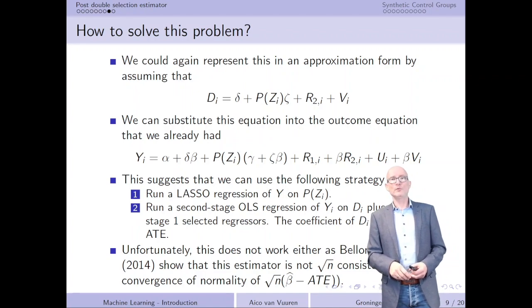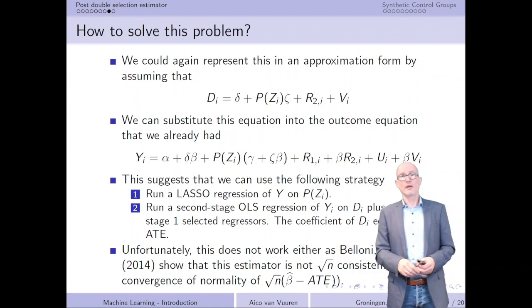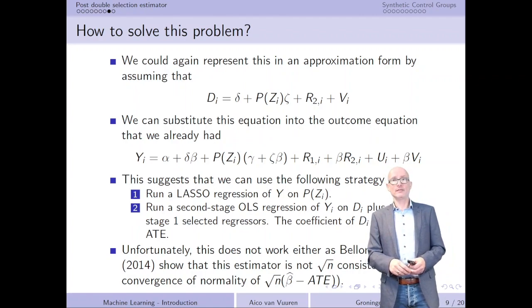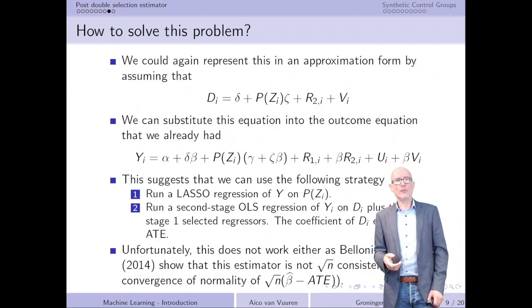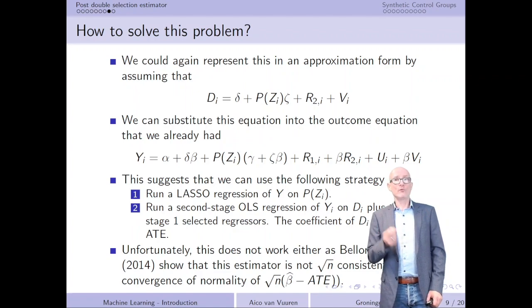And it's simple because we see that we have a constant which is now equal to alpha plus delta times beta. In addition to that, we have our polynomial PZI that we already had, but now multiplied by gamma plus zeta times beta. And we have a bunch of additional terms that are uncorrelated with the ZI that we have. So we should realize that this can now also be estimated. And this suggests the following strategy. What we could do now is to run, first of all, a lasso regression of YI on PZI. Take into account that because we substituted in DI, we don't have DI anymore.